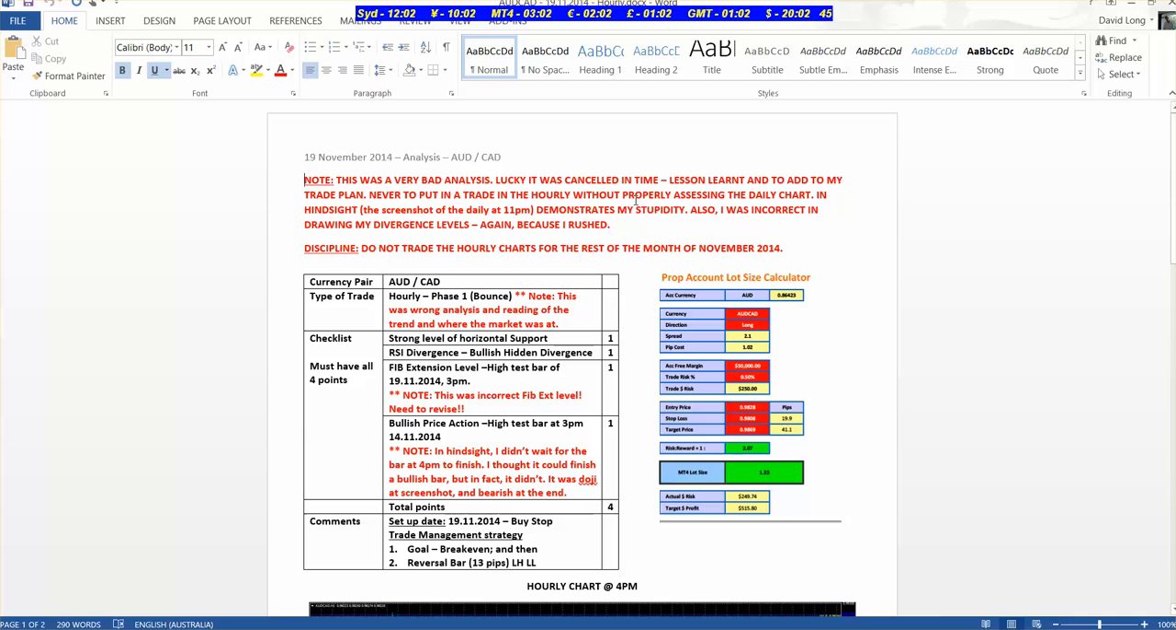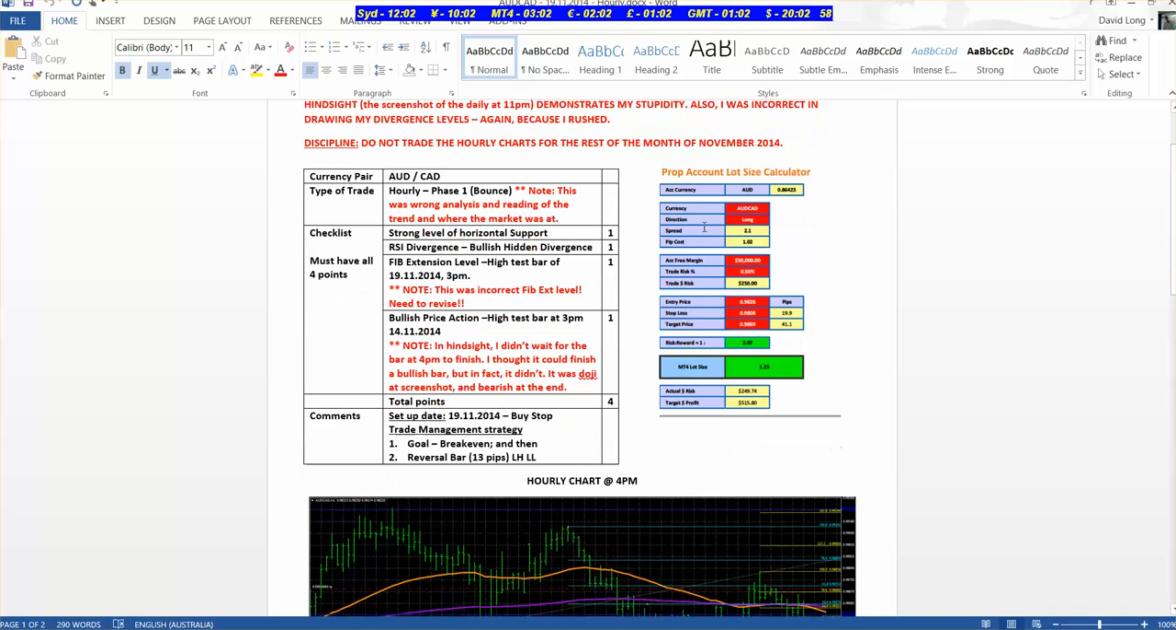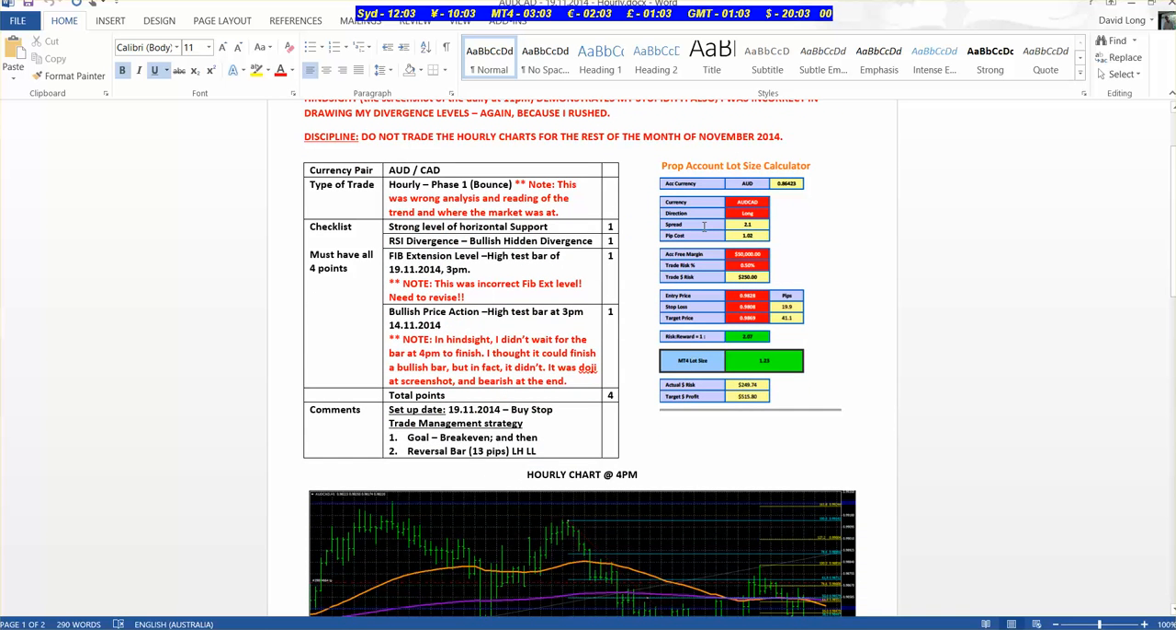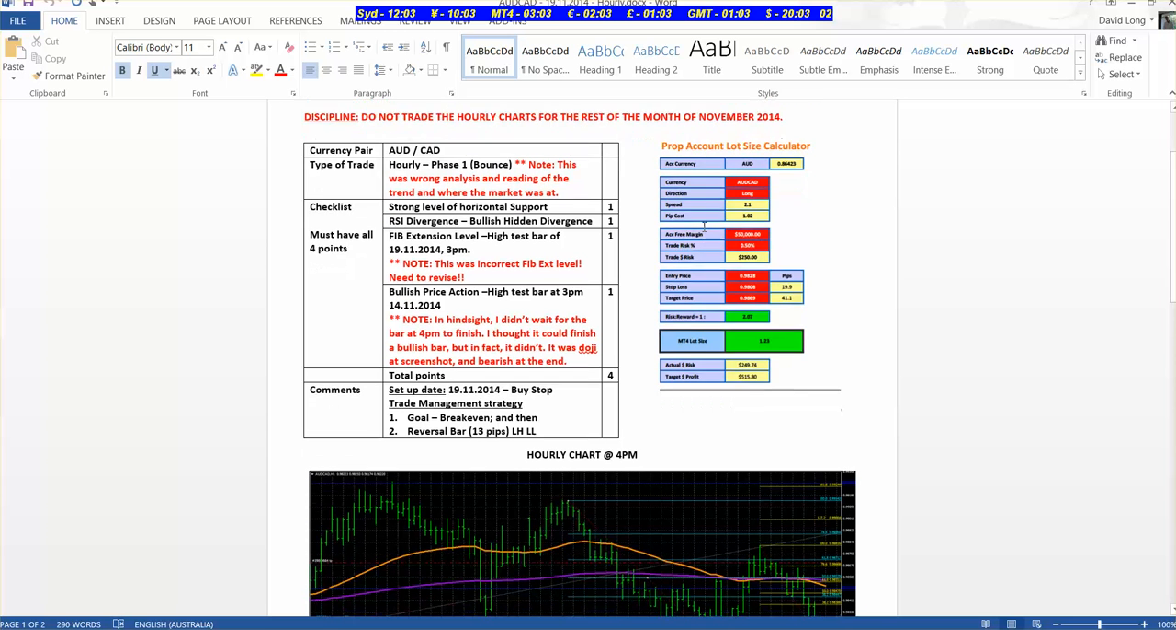This is very bad, analyst. Lucky it was cancelled in time. Lesson learned, and to add to my trade plan, never to put a trade in the hourly without properly assessing the daily chart. Also, I was incorrect in drawing my divergence levels because I rushed. Good. Do not trade the hourly charts for the rest of the month of November.